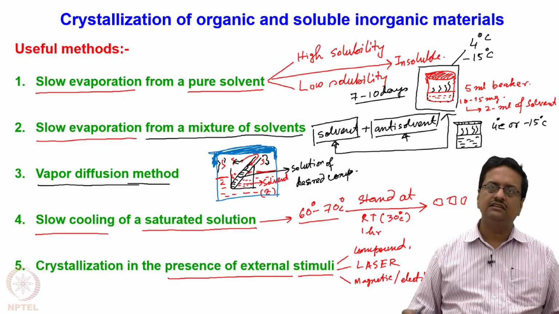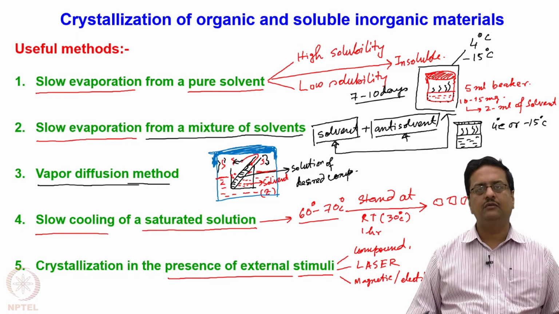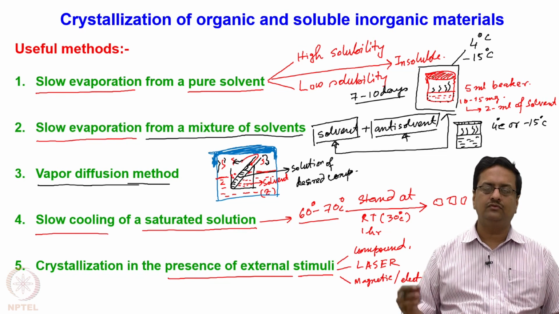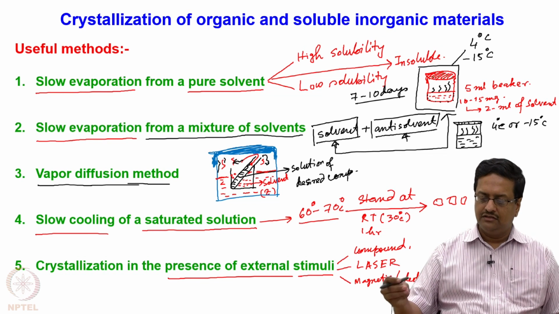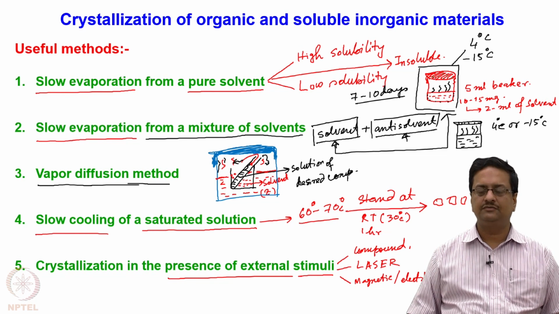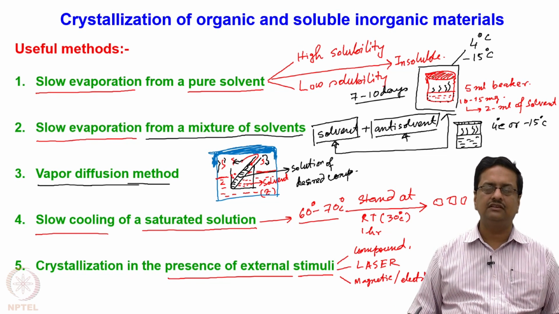So in today's lecture, we have initially learnt about the systematic absences and how to understand those systematic absence conditions, and then we have discussed various methods of crystallization of organic and inorganic soluble materials which can be dissolved in a solvent or a mixture of solvents, and then these can be crystallized. So we will continue this in the next lecture.